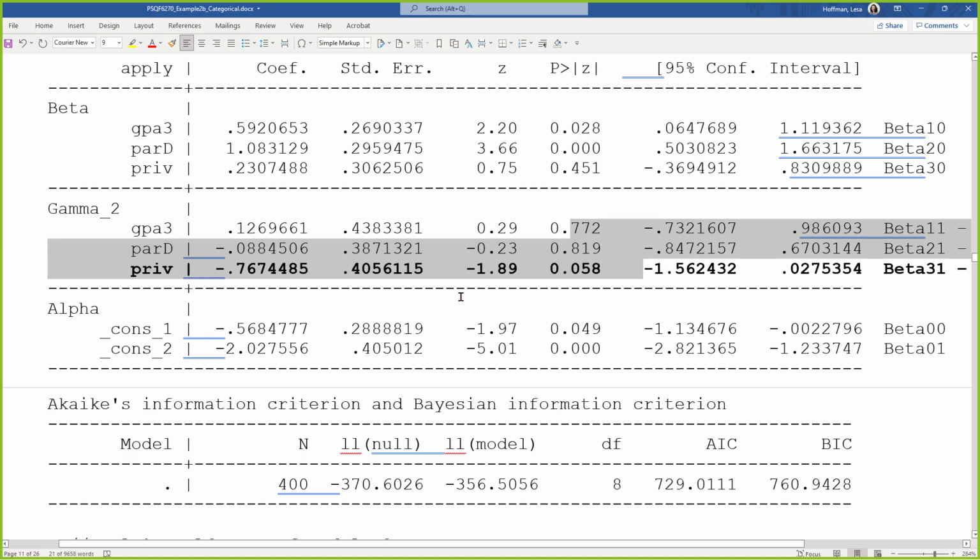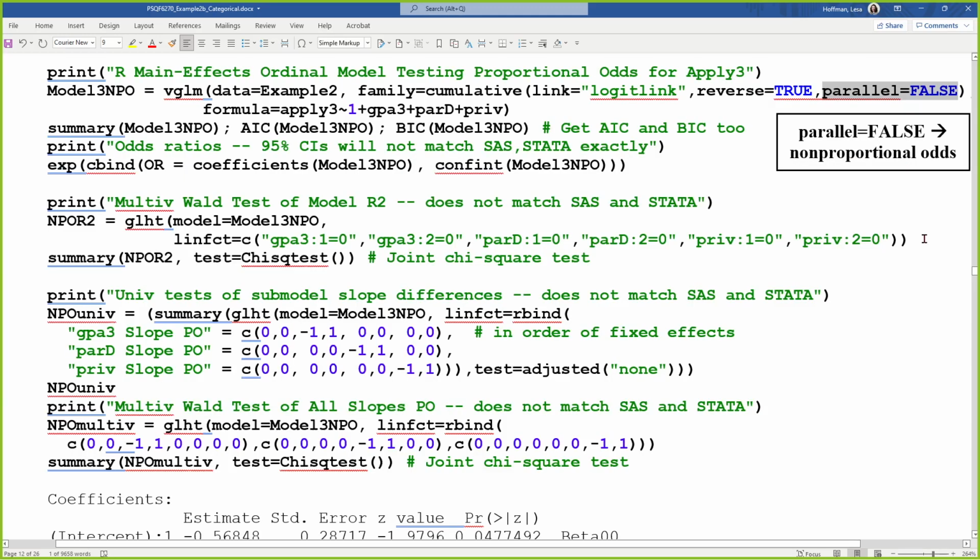So there are, let me make this a little bit smaller so we can see here. Here's the new thing, right there. Parallel equals false. That changes the overall model to be a non-proportional odds model, with separate slopes for each submodel. Everything else is the same.